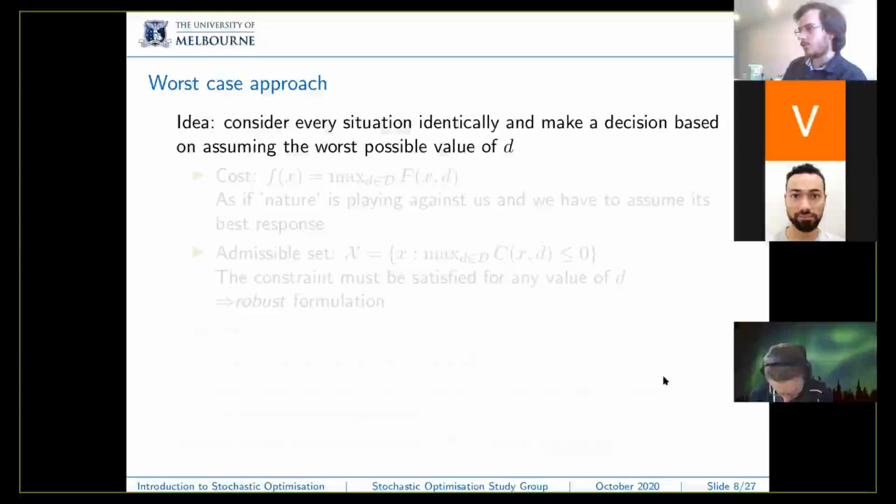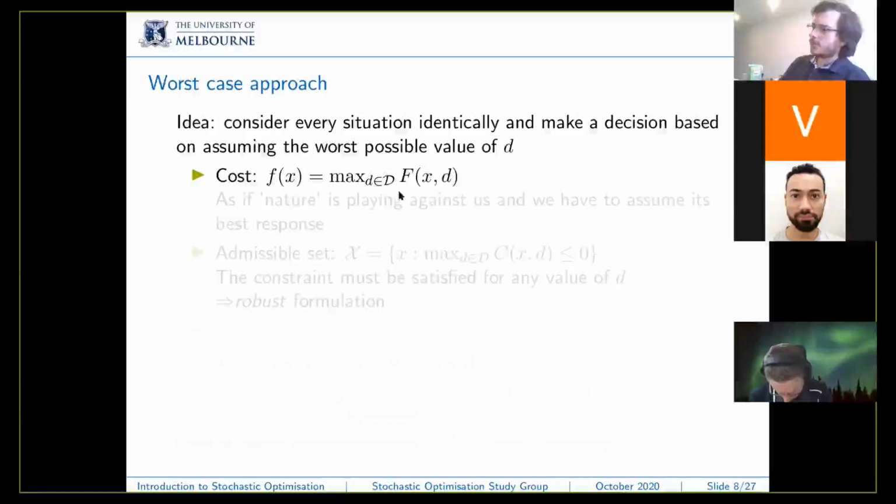So in this situation, consider every possible choice or possible value of every scenario identically. You do not put precise probability for the moment, and you do not consider them different in terms of occurrence. You make a decision based on the worst possible value of the cost that you might find.